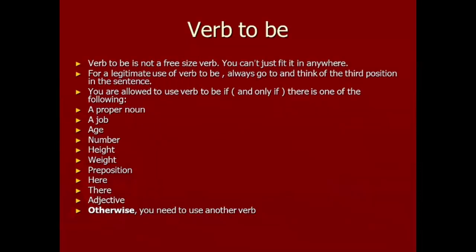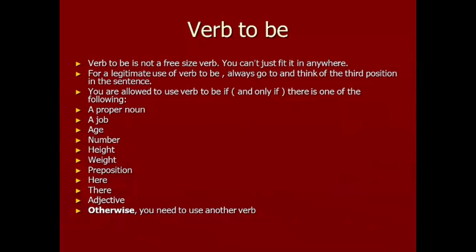Verb to be is not a free size verb. You can't use it anywhere you want. You can't just fit it in anywhere like it's saying right here. To be able to use verb to be, you always have to look at the last part of the sentence, the third position, as people like to call it. You're allowed to use verb to be if, and only if, there is one of the following: a proper noun, a job, age, number, height, weight, preposition, here, there, adjective. Otherwise you need to use another form of verbs. You can't use to be with everything out there. It just doesn't fit like that.